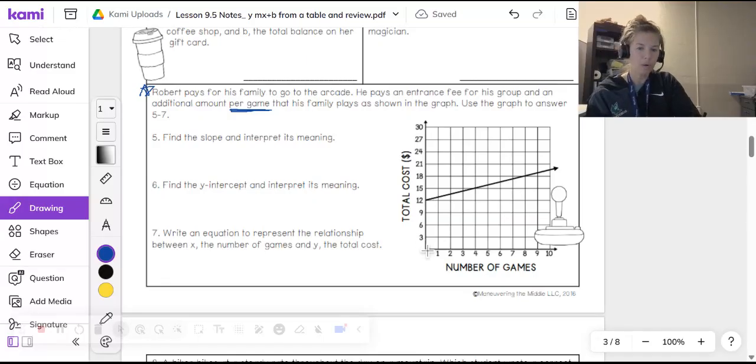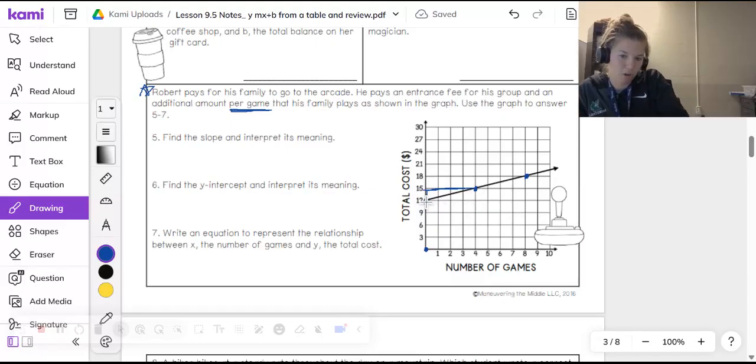So if they play zero games, they just enter the arcade, it says the total cost would be $12. If they play, let's see here, I can't tell exactly where that crosses, so I'm going to come all the way over here. This one perfectly crosses at that point and actually up here again at this one. So if they play 4 games, it'll now cost $15. So we need to pay attention to our axes to see what our increase is in our total cost for the number of games that also increases.